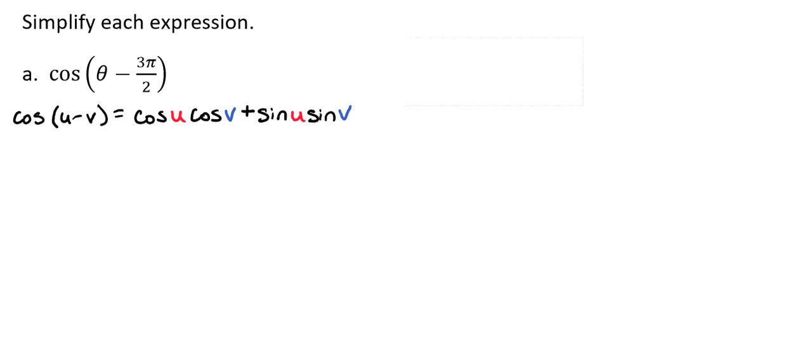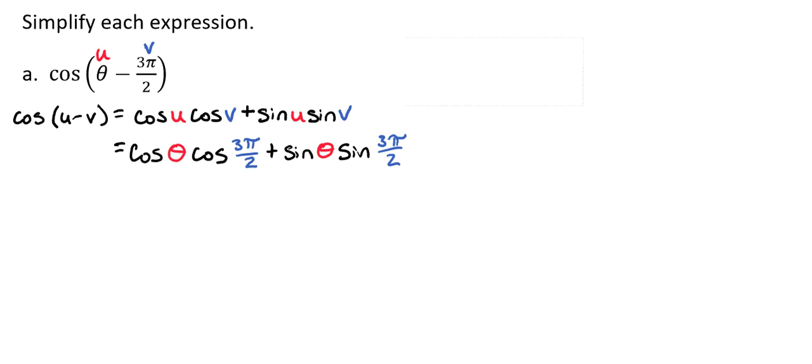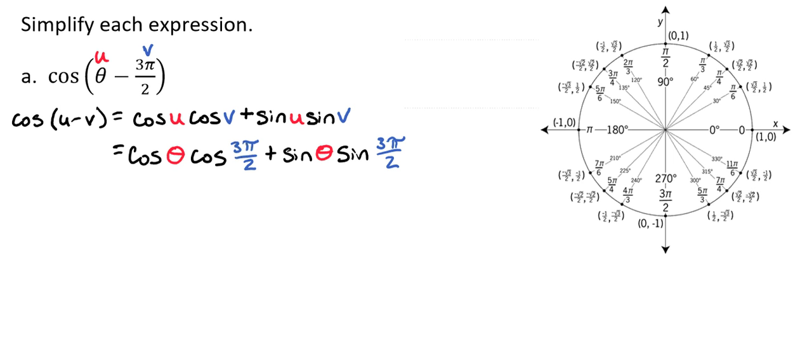Here we can see that our u is our theta and our v is our 3 pi over 2. So we can plug those into our formula. From here, in order to figure out what the cosine of 3 pi over 2 is and the sine of 3 pi over 2, we're going to need a unit circle. So looking on our unit circle, we can find 3 pi over 2, which is right here.